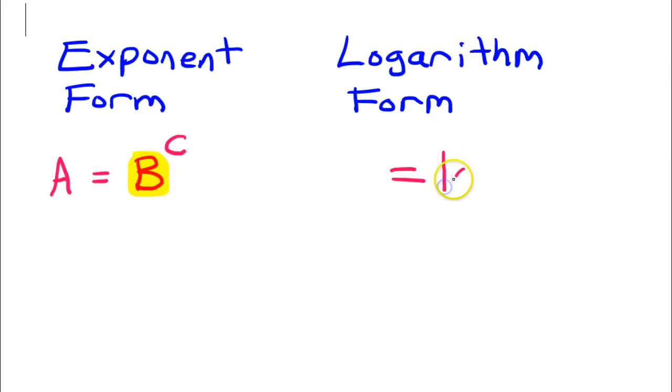So in logarithm form, you write your log, and then that base goes here. See how it's hanging low? It is a subscript. So log base b. Now the a and the c are basically going to switch places. So the c is going to come over here, and the a is going to come over here. So exponent form, log form.